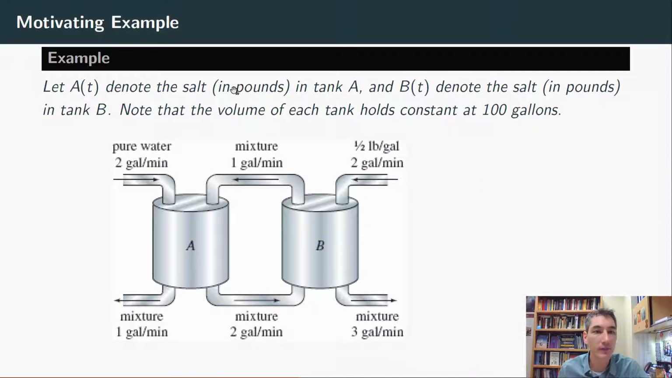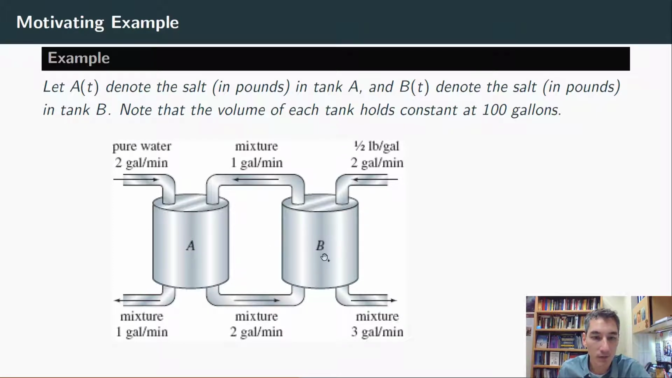Well, A(t) denotes the salt in pounds in tank A. B(t) denotes the salt in pounds in tank B. And then we're going to note the volume in each tank holds constant at 100 gallons. Why is that? Well, let's look at tank A. You've got 3 gallons coming in, and then you've got 3 gallons going out. So 3 in, 3 out. So the volume stays constant.